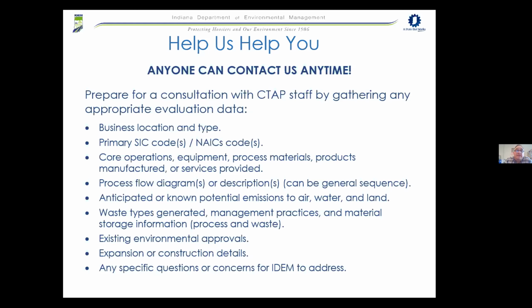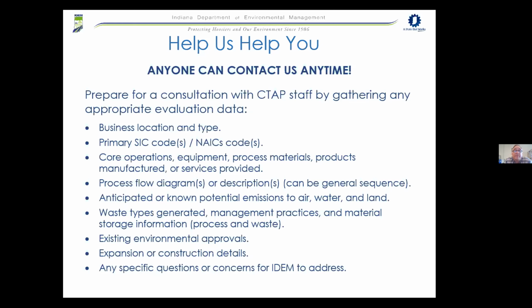Business location and type, big. SIC codes, NAIC codes, very important. It helps us determine what rules may be applicable to your industry. Core operations, your equipment, what processes you do, material product manufacturing, or services you provide help us determine how far these particular compliance issues may go with you.